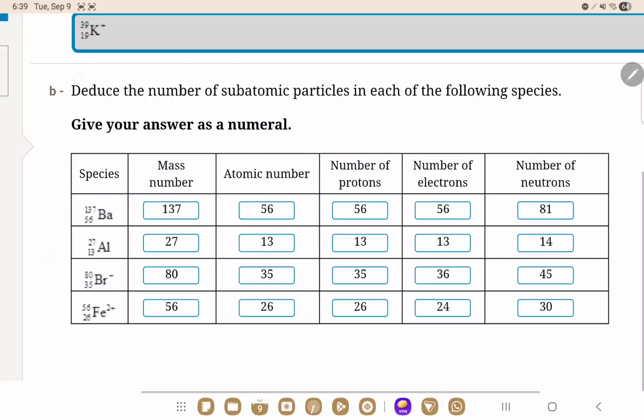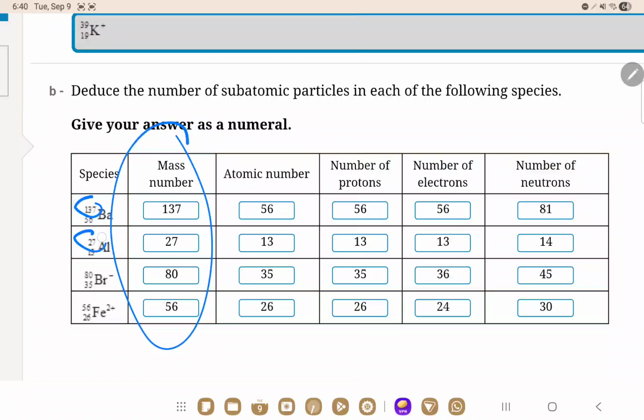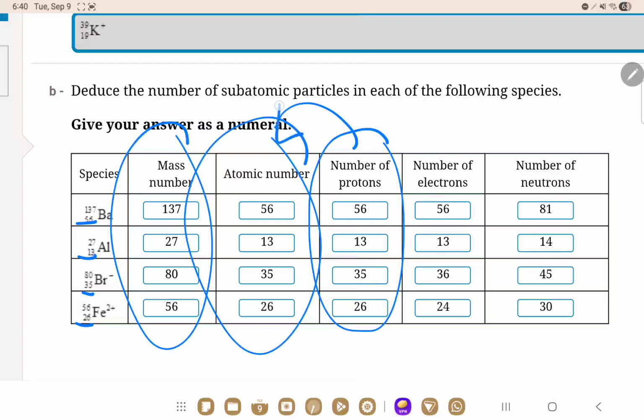Now deduce the number. For this, we already did it last week. It's just basically, for this entire row, you copy the top number. For this entire row, you copy the bottom number. For this entire row, you copy this number. These are in every single case scenario. In no case scenario will you have it any different if they ask with these titles.